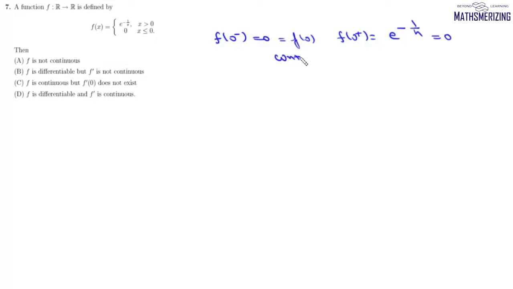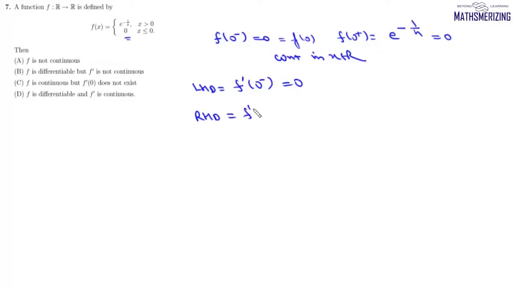So this function is continuous for x belongs to R. Now we'll check its differentiability. Now on the left hand side, it is a constant function. So f dash 0 negative, which is the left hand derivative, will be nothing but 0. And what about the right hand derivative?